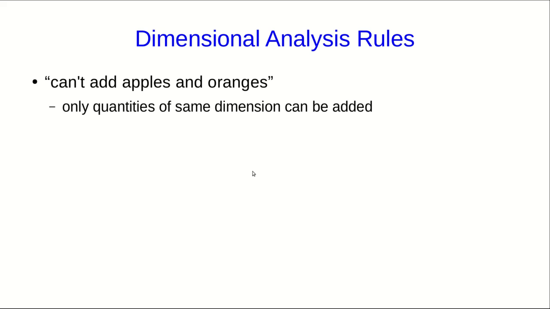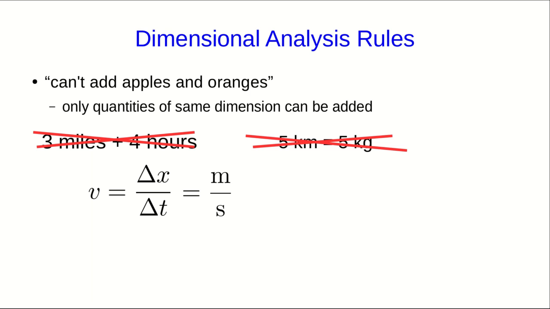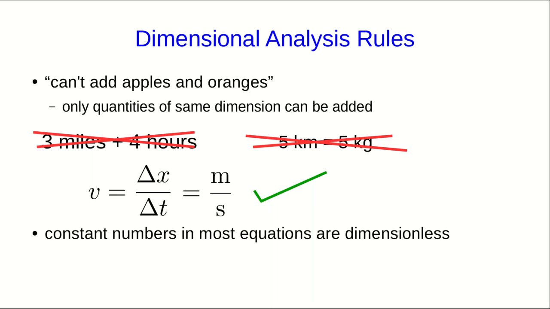So, for example, you can't add apples and oranges, and similarly, it's meaningless to add distances and times. Similarly, it's nonsense to say apples are oranges, and similarly, the two sides of an equation have to have the same dimensions. But there's nothing wrong with dividing or multiplying different dimensions. That's how we get derived units, like meters per second for a speed. The one remaining rule to keep in mind is that constant numbers in equations tend to be dimensionless.